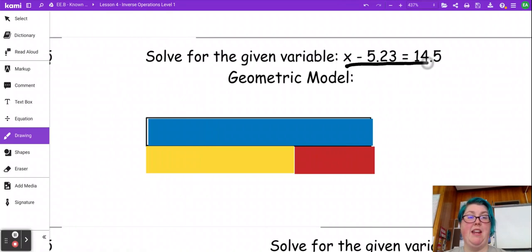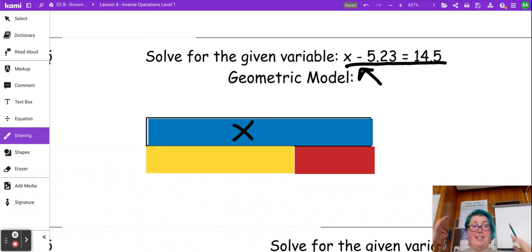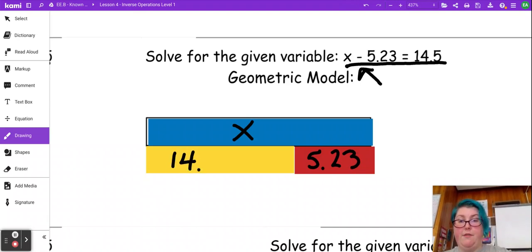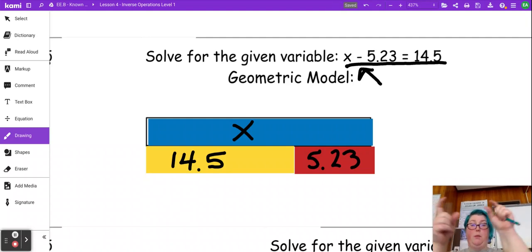So x minus 5.23 is going to be equal to 14.5. In this case, x is the biggest thing, because if we're taking something away, x has to be the big box. It has to be the biggest part. So our other pieces, our other known numbers, are 5.23 and 14.5. I've made them different colors because those two pieces will make up x. X has to be the biggest number.